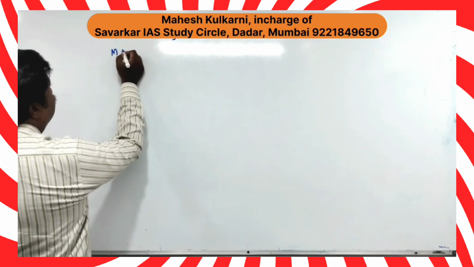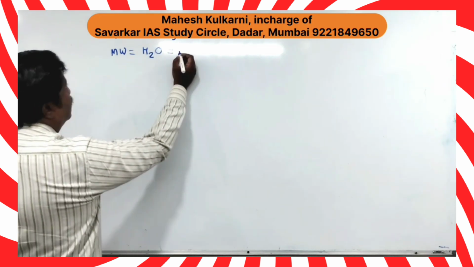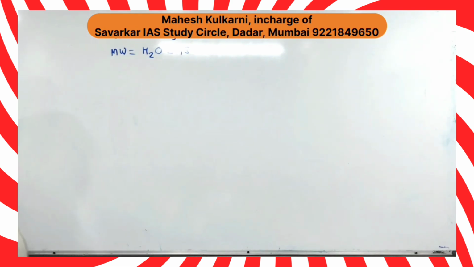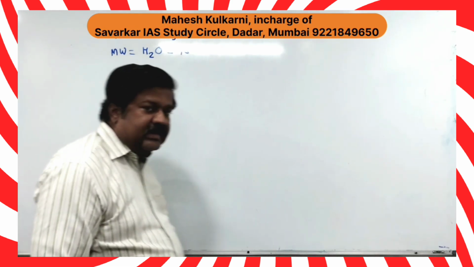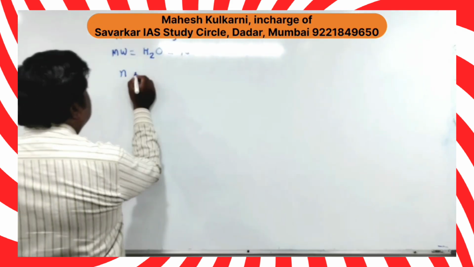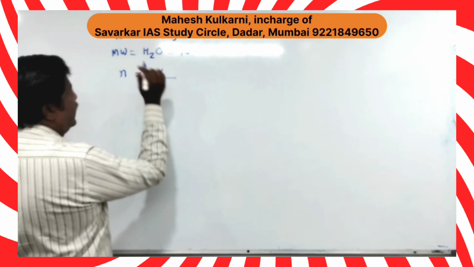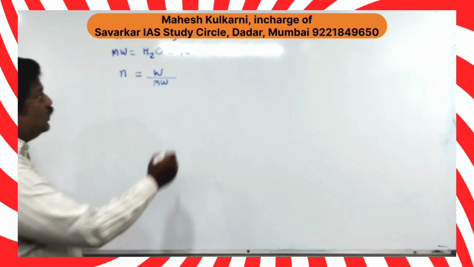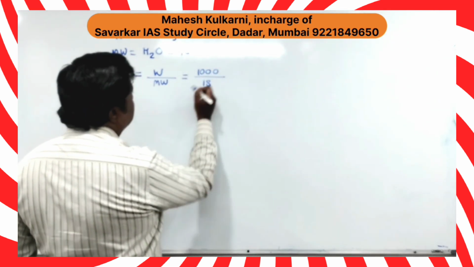Now the molecular weight of water, we are aware the formula is H2O. Its molecular weight is 2 plus 16, that is 18. Now the third thing we have to find, that is n. What is n? n is the number of moles. How to find out the number of moles? So number of moles equals W, that is the given weight, upon the molecular weight of the substance. So it's 1000 upon 18.